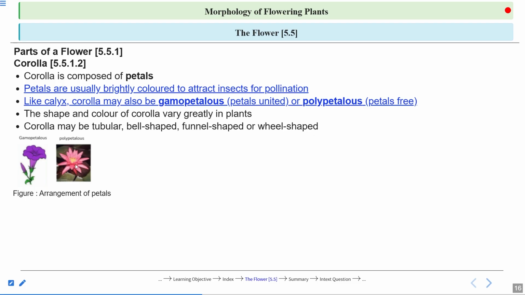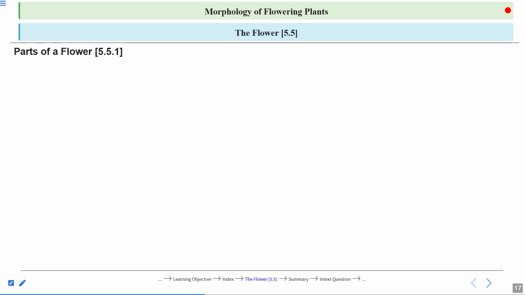And here you can see all the petals are free. This is 1, 2, 3. They are not united. So when they are not united, this is called polypetalous, as you see in the case of lotus, and in the case of rose even. Hibiscus: just now we have seen the gamosepalous condition in the case of hibiscus.